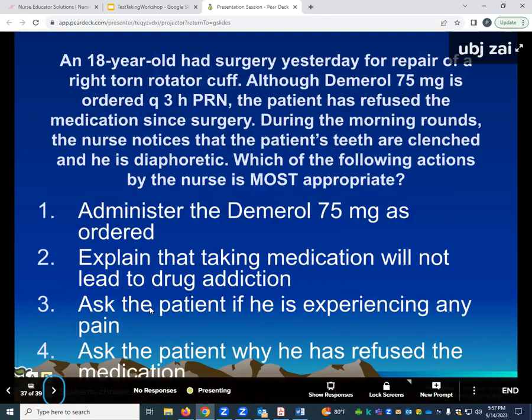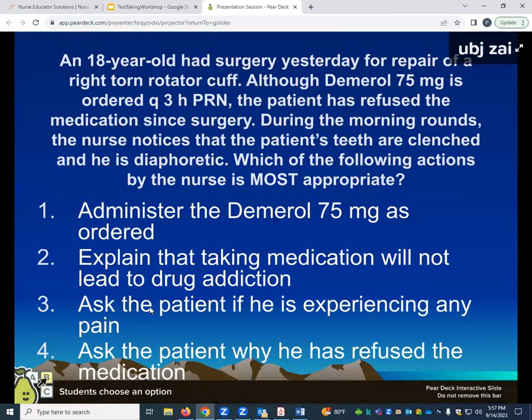We've got an 18-year-old who had surgery yesterday for repair of a right torn rotator cuff. Although Demerol 75 milligrams is ordered Q3 hours PRN, the patient has refused the medication since surgery. During the morning rounds, the nurse notices that the patient's teeth are clenched and he's diaphoretic. Which of the following actions by the nurse is most appropriate? Administer the Demerol 75 milligrams as ordered. Explain that taking the medication will not lead to drug addiction. Ask the patient if he's experiencing any pain. Ask the patient why he's refused the medication.